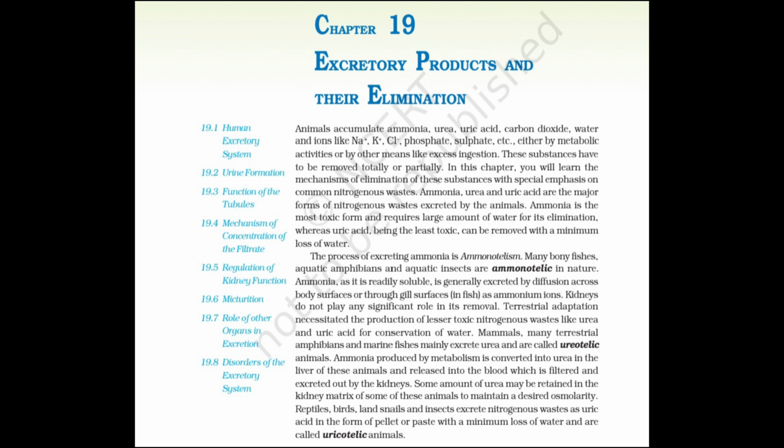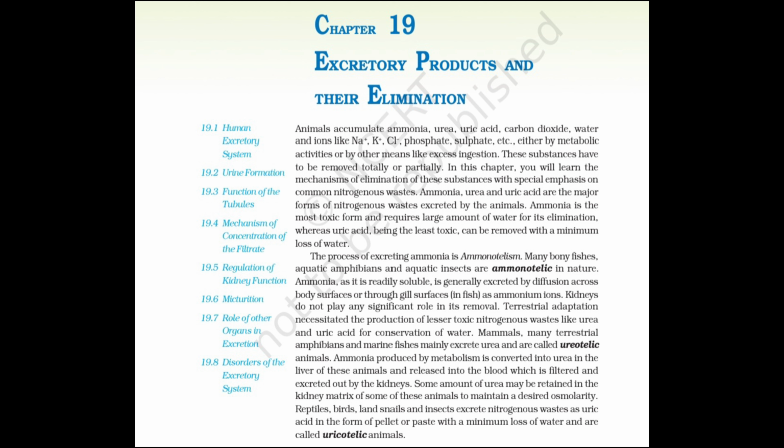Ammonia, as it is readily soluble, is generally excreted by diffusion across body surfaces or through gill surfaces, that is, in fish, as ammonium ions. Kidneys do not play any significant role in its removal. Terrestrial adaptation necessitated the production of less toxic nitrogenous wastes like urea and uric acid for conservation of water. Mammals, many terrestrial amphibians and marine fishes mainly excrete urea and are called ureotelic animals.